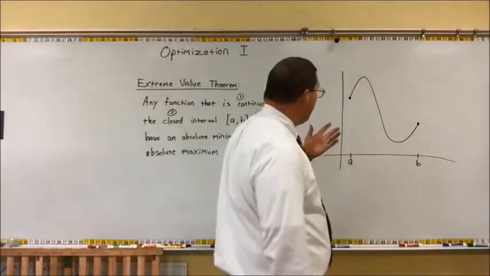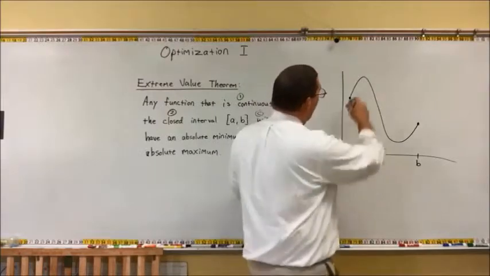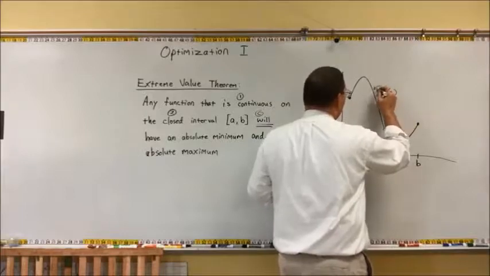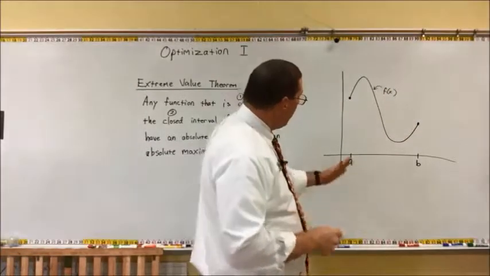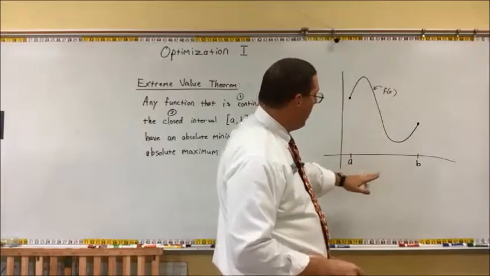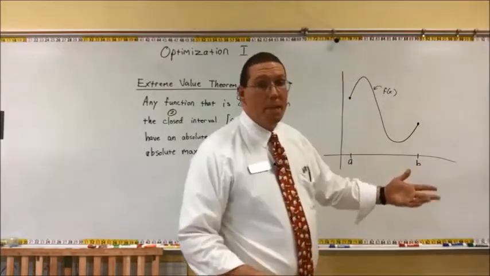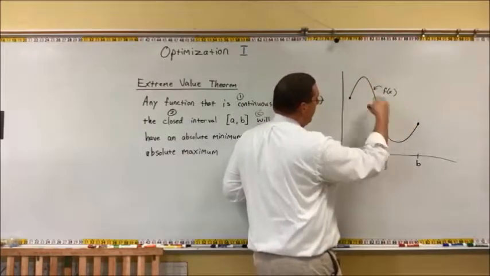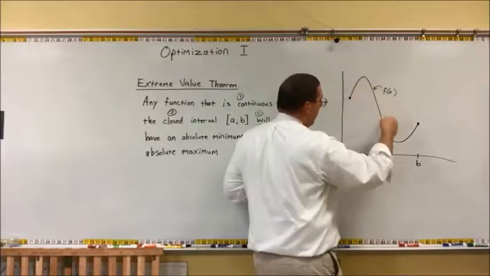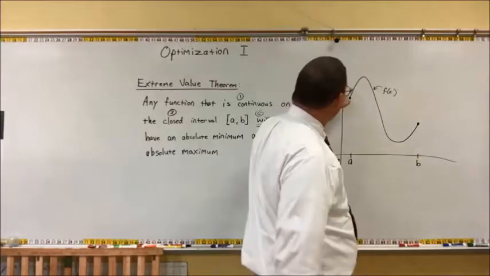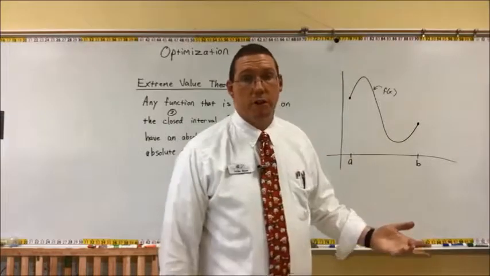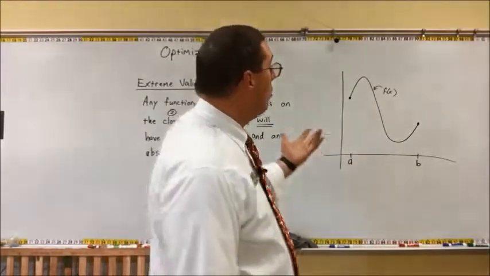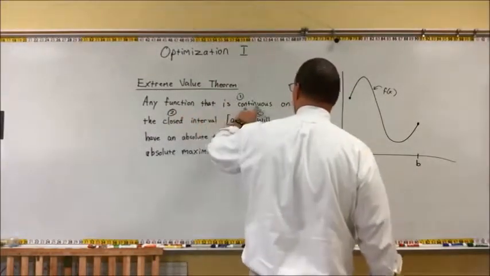So if we look at this graph over here, let's say that this curve represents the graph of the function f of x, okay? So that is the graph of the function f of x. And here we have an x value, which we're going to call a, and here's another x value that we're going to call b. And you can see that this graph is just a piece of a function, and it starts at a, and it continues all the way to b. Now you can see that there are no holes on the function. There are no vertical asymptotes. There are no jump discontinuities. So we have no discontinuities at all. Therefore, the function is continuous.